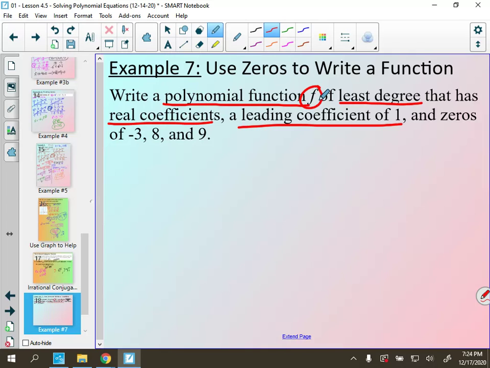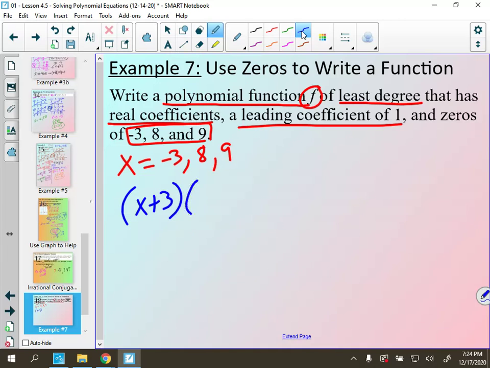Here's the process. If these were my zeros, let's truly reverse this. x equals -3, x equals 8, and x equals 9. We've got 3 zeros for this one, -3, 8, and 9. What would have been the step right before that probably? It varies, problem to problem, but a lot of times it would have looked like x plus 3, written as factors, x minus 8, and then x minus 9 equals 0.